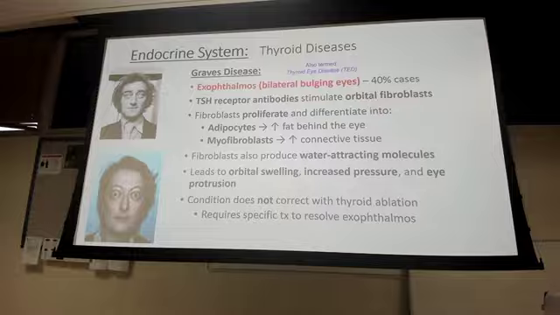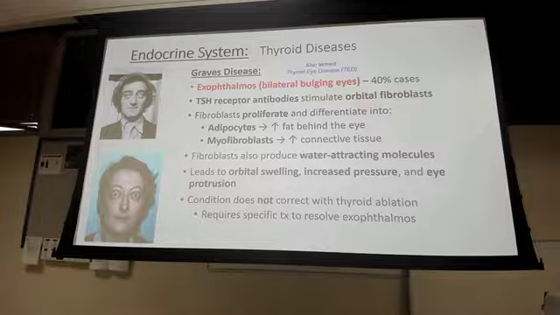And so if we're making antibodies, right, that mimic TSH, it's going to stimulate those fibroblasts. Now these fibroblasts can change. They can differentiate and proliferate. They can grow in number and they can change into fat cells, adipocytes, and myofibroblasts, which their main job is to help make collagen and other things, right?